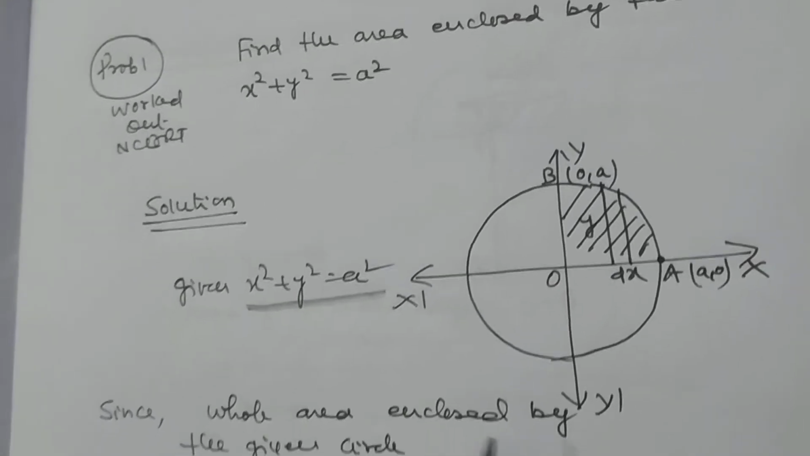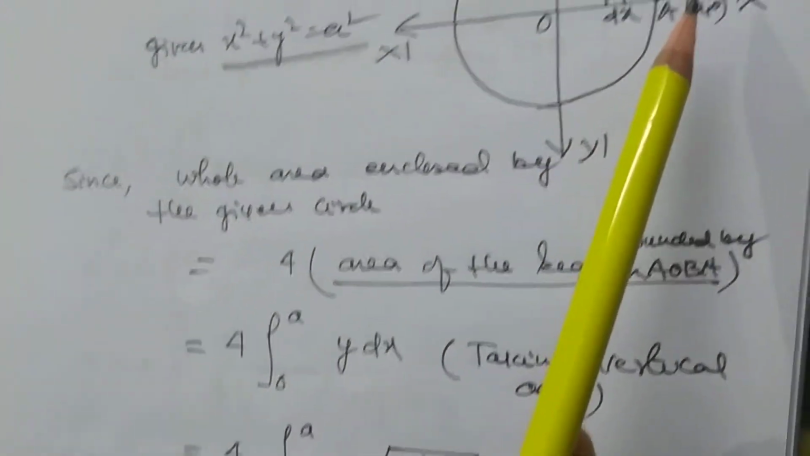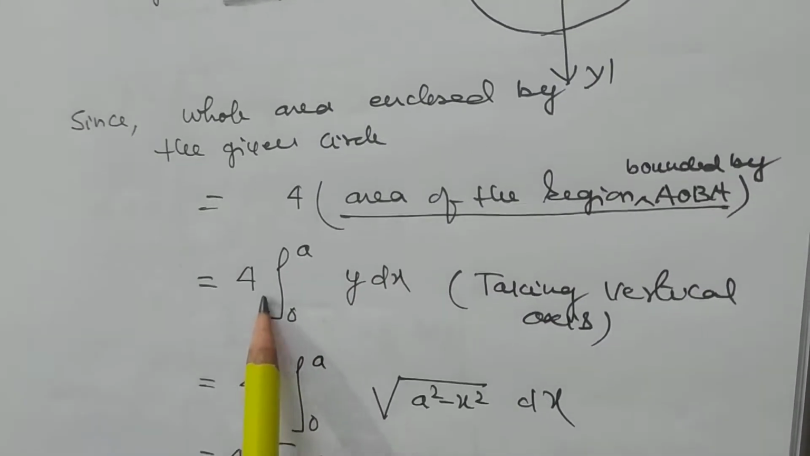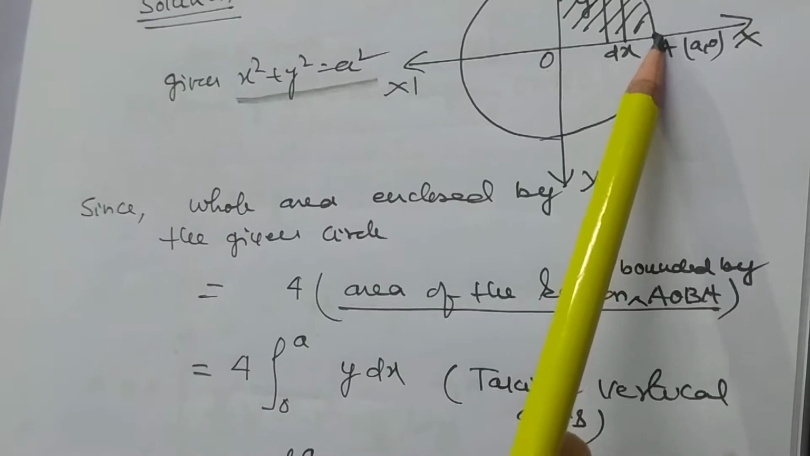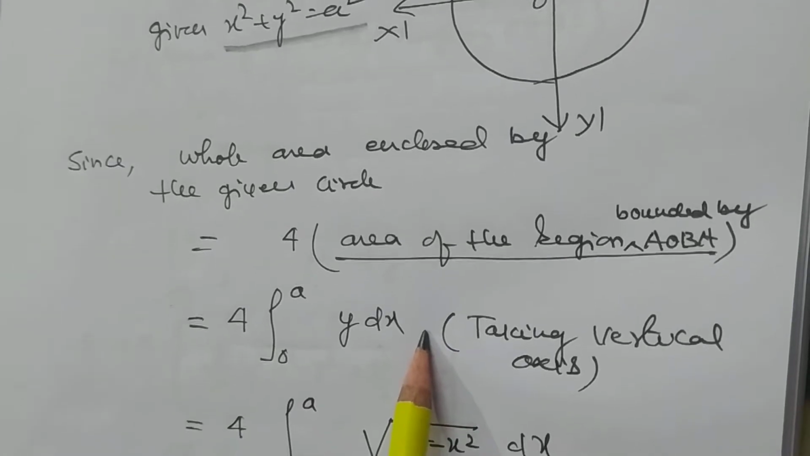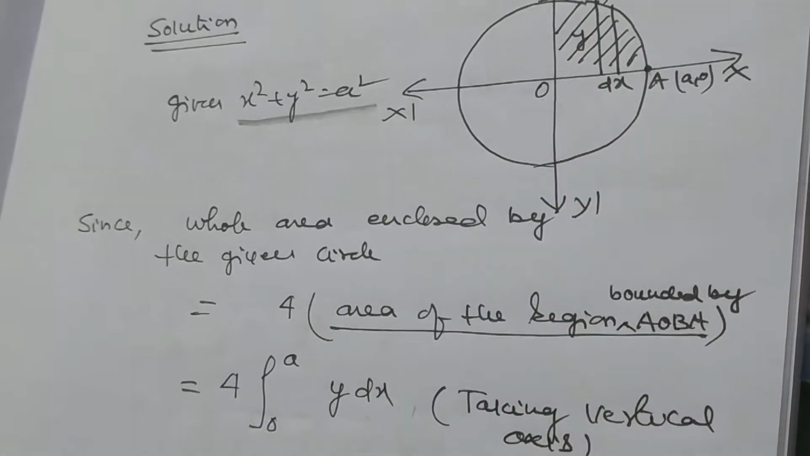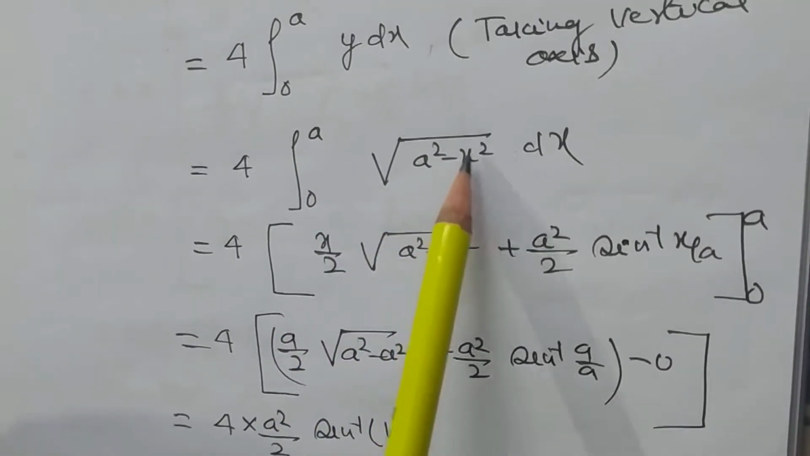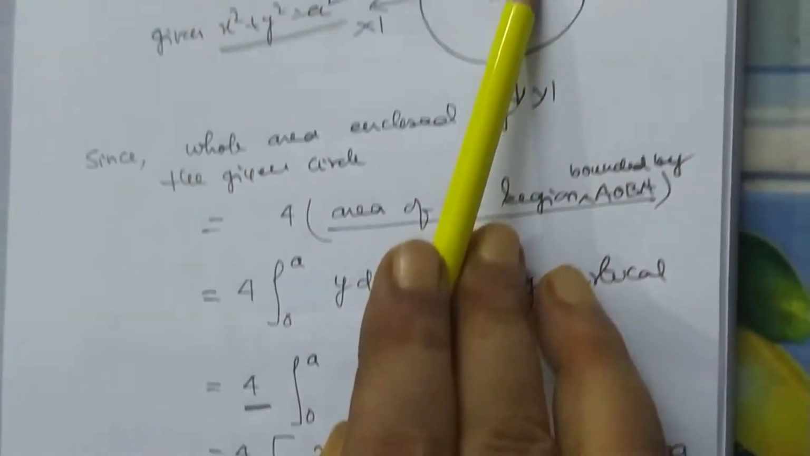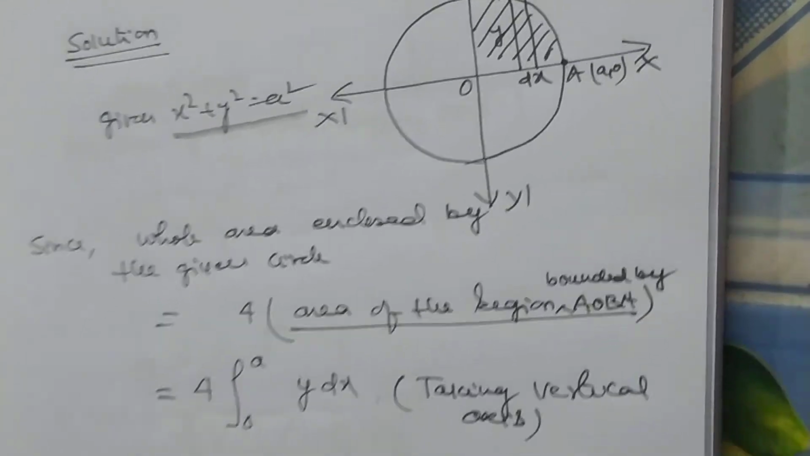Now the whole area enclosed by the given circle is 4 times the area of the region bounded by A, B, O, A. That is 4 times the integral from 0 to a, where a is the radius, of y dx, taking the vertical axis. So it will be the integral from 0 to a of root over a square minus x square dx, and 4 times the area of the first quadrant, because the figure is symmetrical about the x and y axes.